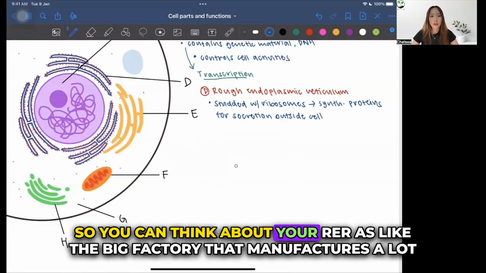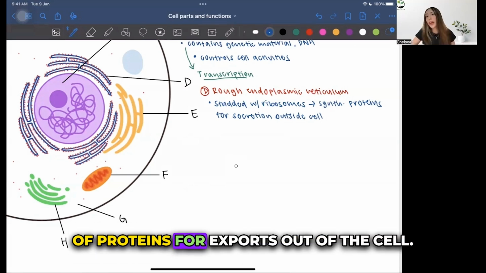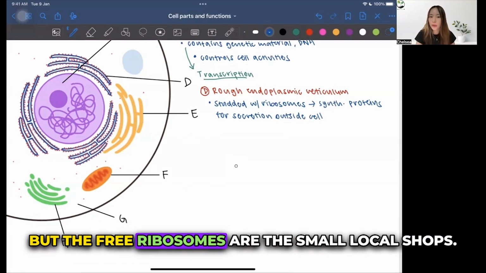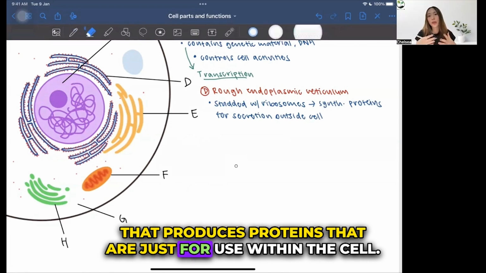So you can think about your RER as like the big factory that manufactures a lot of proteins for exports out of the cell. But the free ribosomes are the small local shops that produce proteins that are just for use within the cell.